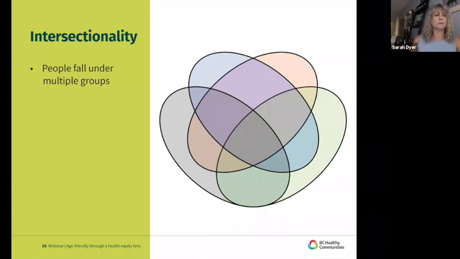There's so many other factors that overlap and layer with each other, as this diagram suggests, or this image. And so it's basically to remember people fall under more than one group. So taking this into consideration, this is called intersectionality.